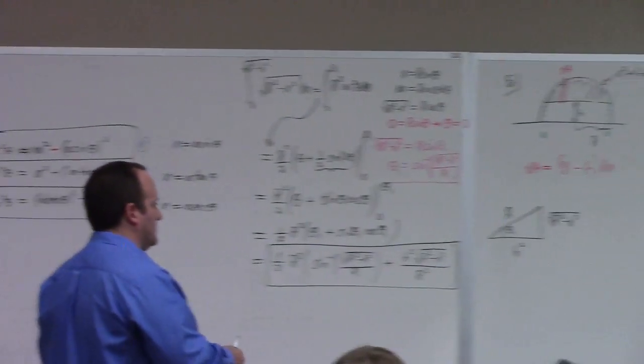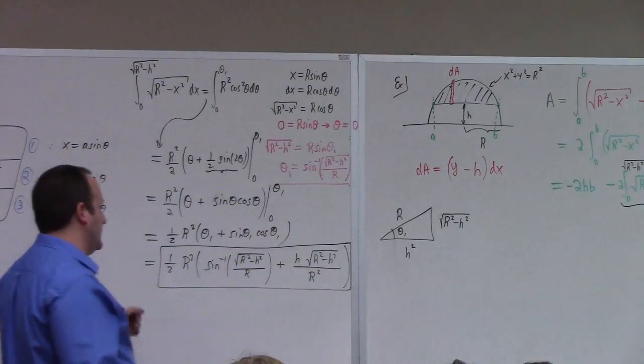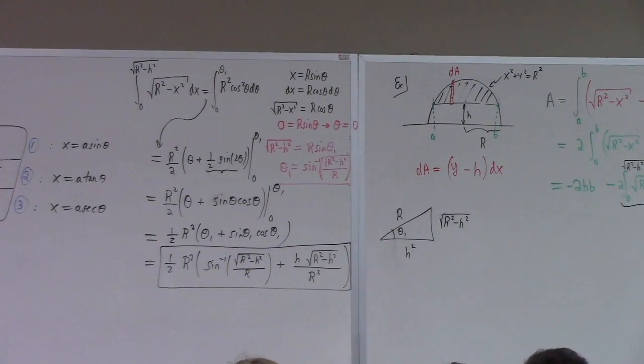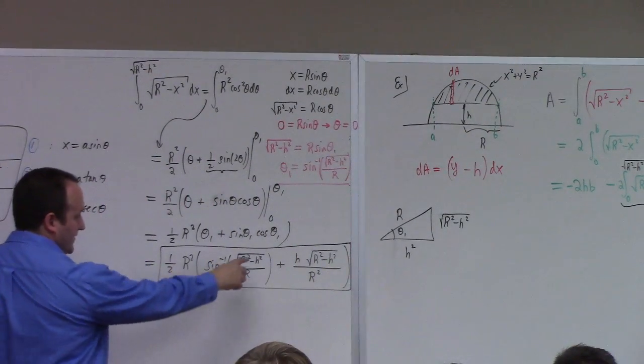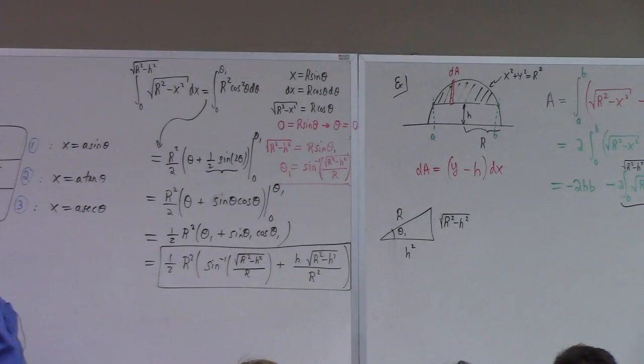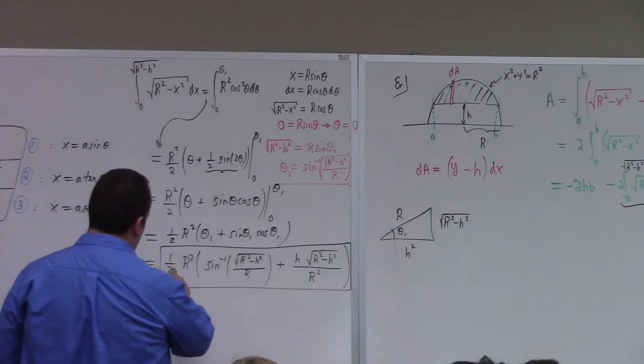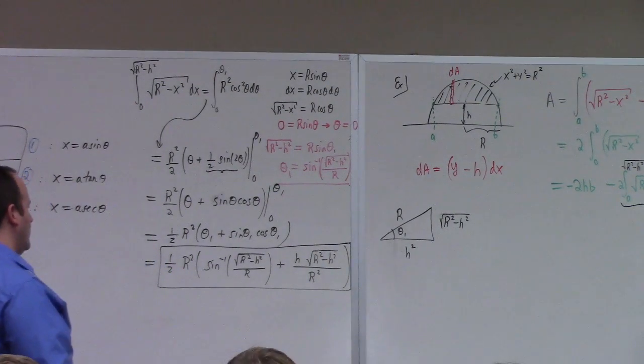Oh, thank you. Very good. Otherwise, it would be dimensionally inconsistent. What happens when you put h equal to 0 here? This is gone. This becomes the inverse sine of r over r, otherwise known as inverse sine of 1. What's the inverse sine of 1? Pi over 2. 1/2 r squared times pi over 2. In other words, what do you got? Pi r squared over 4.